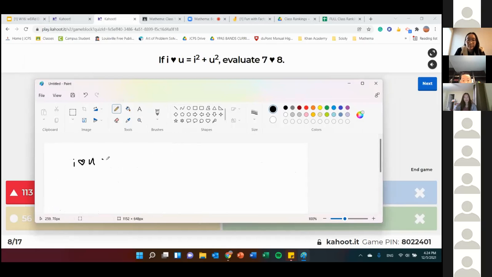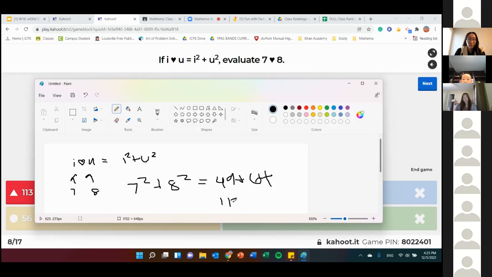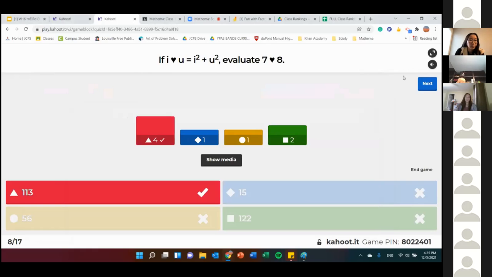So part u is I squared plus u squared. So 7 goes here, 8 goes there. 7 squared plus 8 squared. What's that? That's 49 plus 64. You add it, you get 113. Good job to everybody that did this. I'm proud of you.